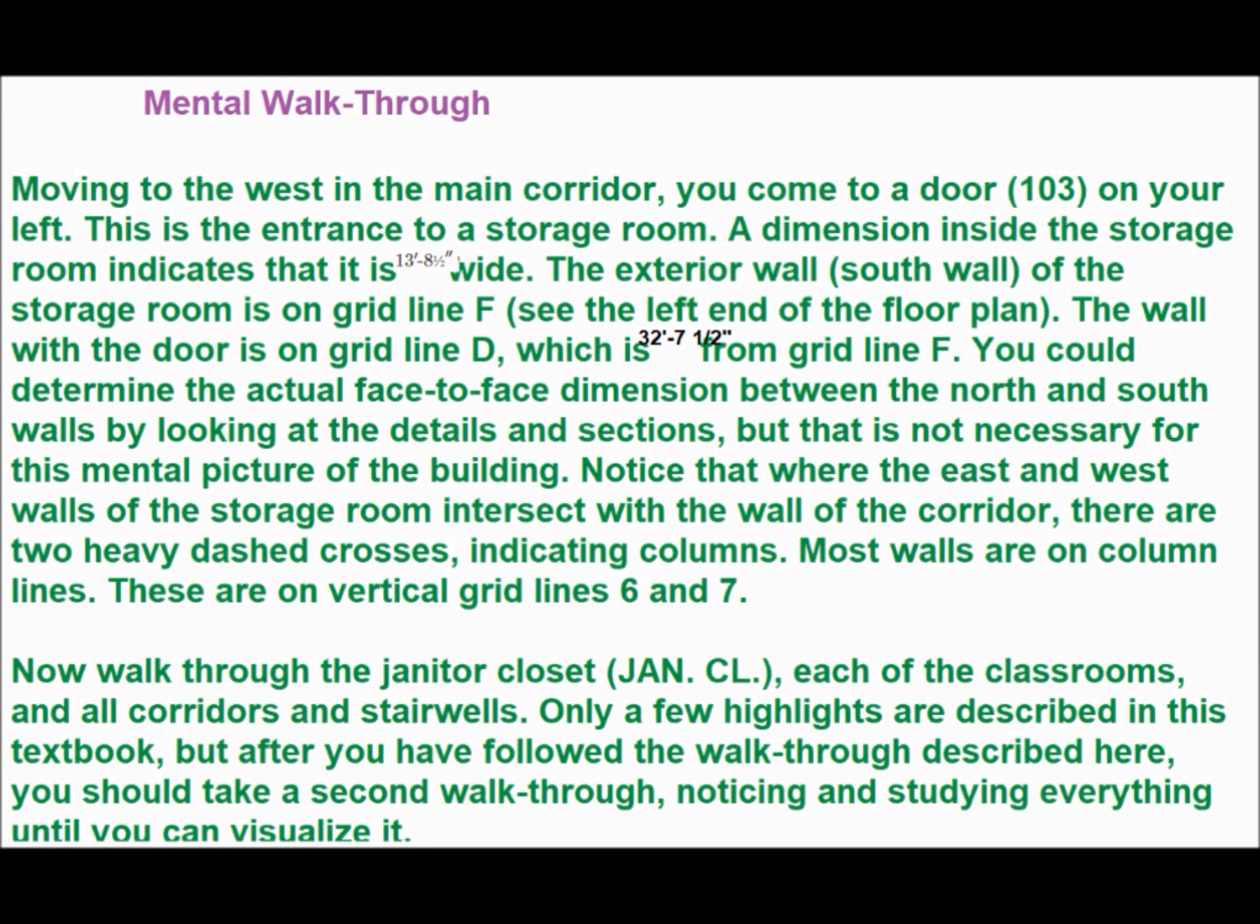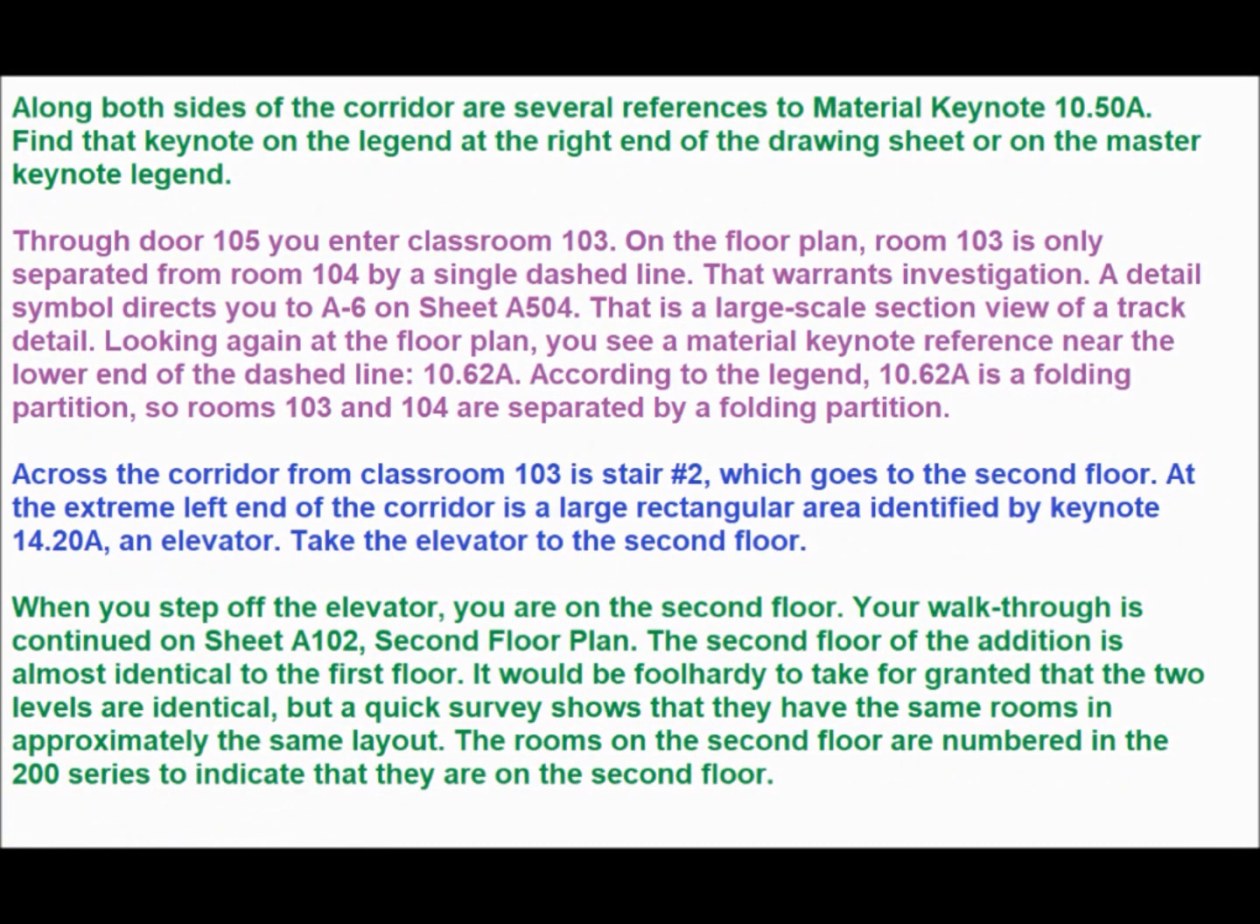Notice that where the east and west walls of the storage room intersect with the wall of the corridor, there are 2 heavy dashed crosses, indicating columns. Most walls are on column lines. These are on vertical grid lines 6 and 7. Now walk through the janitor closet, JAN. CL, each of the classrooms, and all corridors and stairwells. Only a few highlights are described in this textbook, but after you have followed the walkthrough described here, you should take a second walkthrough, noticing and studying everything until you can visualize it.